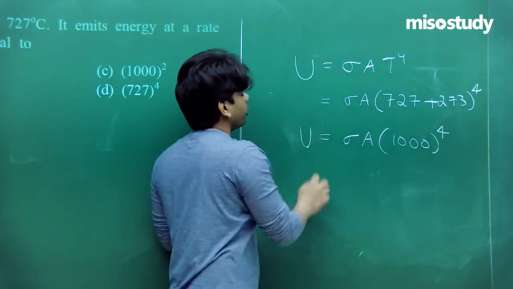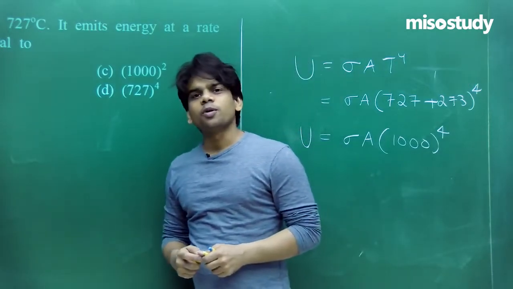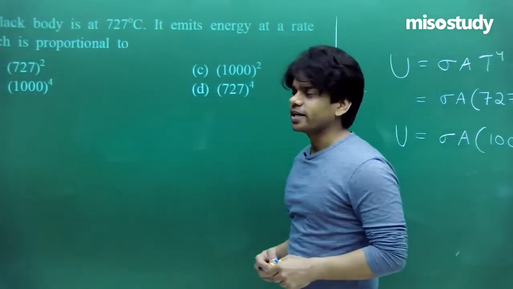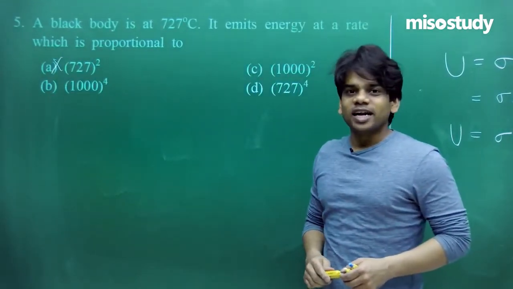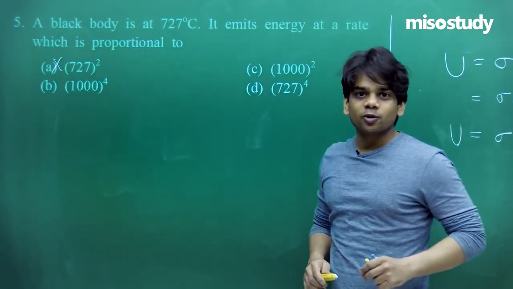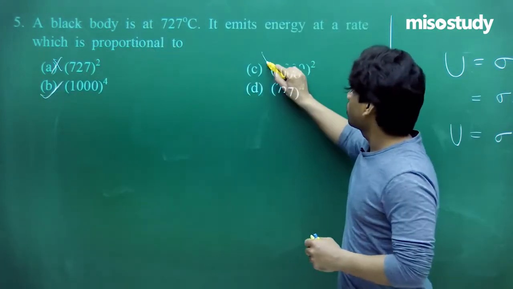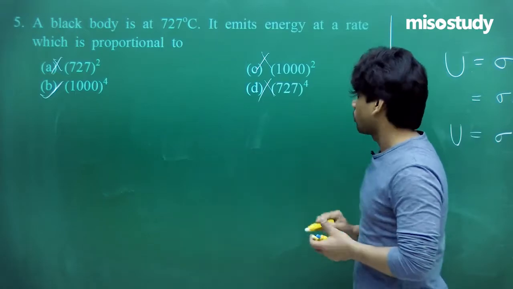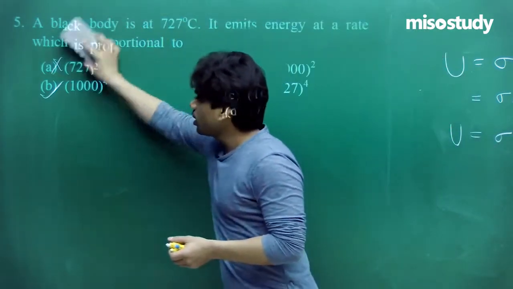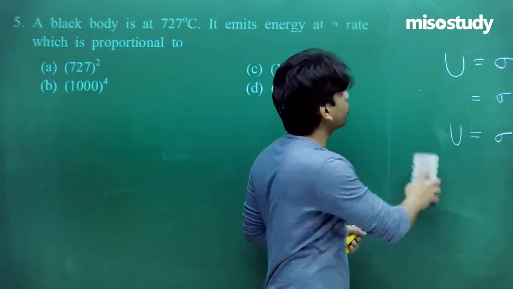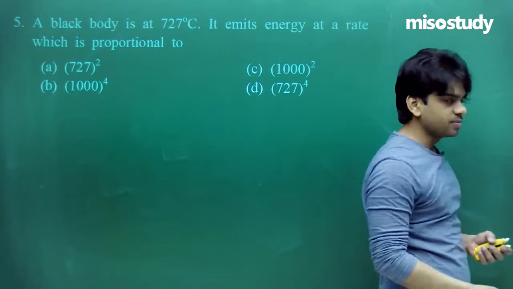This is the rate of energy emission, so sigma A 1000 to the power 4. How is it proportional? It's proportional to 1000 to the power 4. Don't use temperature in Celsius. That is what the examiner is checking: what temperature you're using. Use it in Kelvin, and that will give you 1000 to the power 4, not 1000 to the power 2, not 727 to the power 4. If you remember this formula, you can answer this question very quickly and easily in your examination.